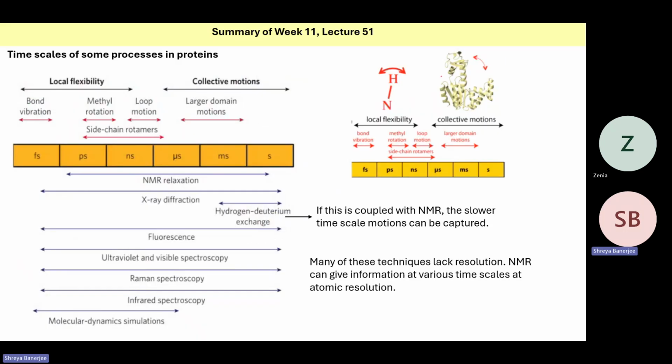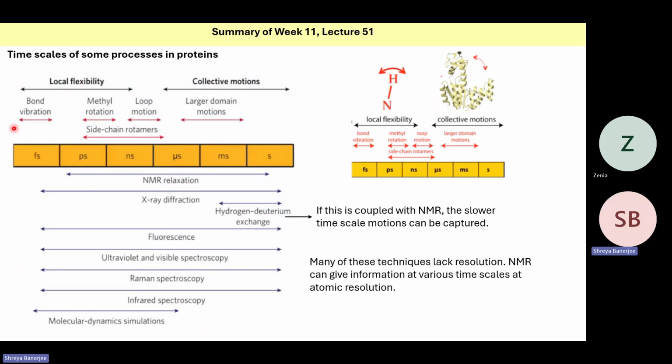I'll talk a bit about protein dynamism because I mentioned that, but I did not go into the details of that. So a protein can have many different kinds of dynamics. It can have local flexibility, which is bond vibration, methyl group rotation, motion of a loop, or the side chain can exist in different rotamers, or it can have collective motions. So suppose there are two domains, one domain is moving with respect to the other, that will be the collective motion. And these are all of different time scales.